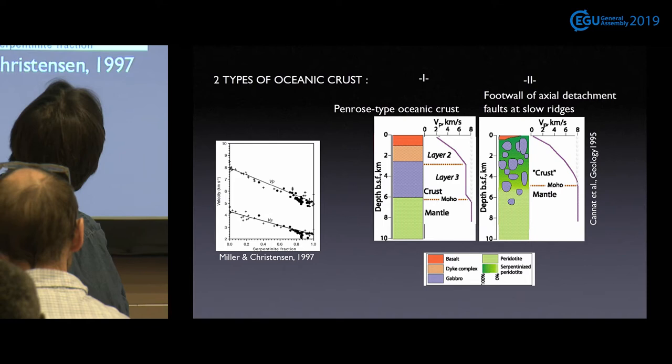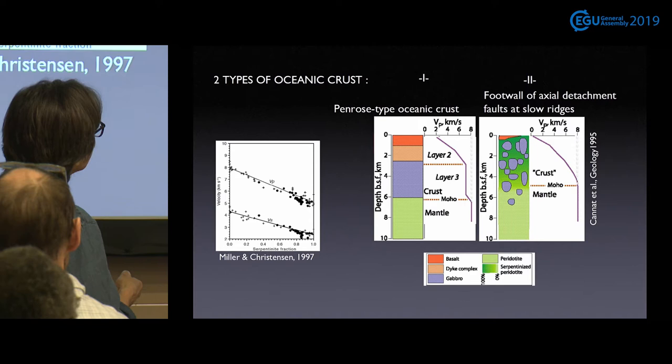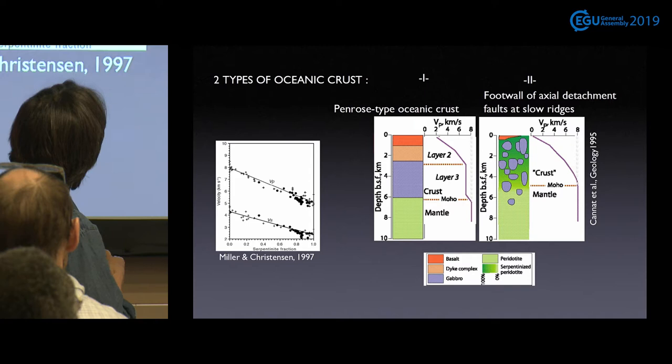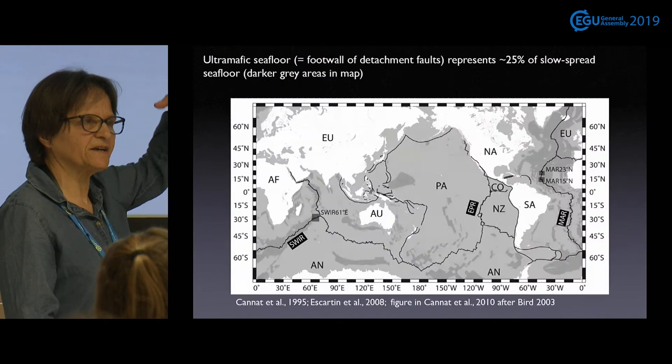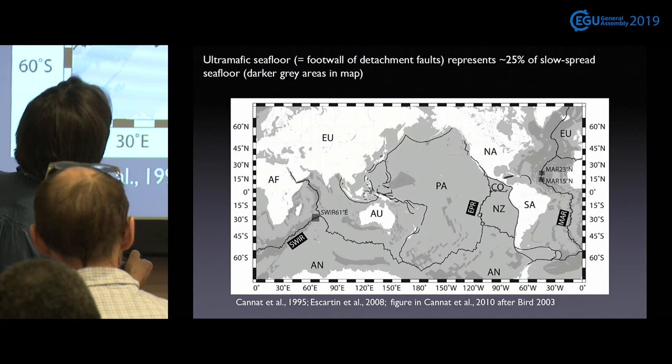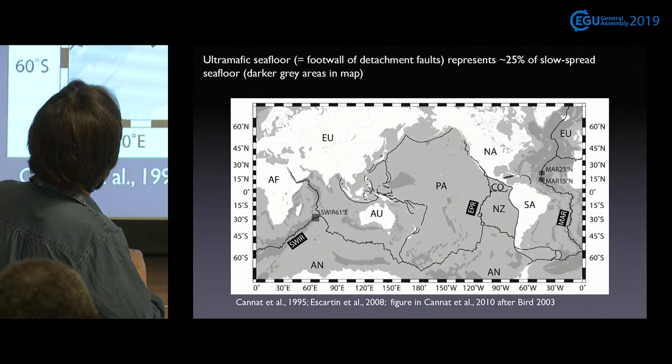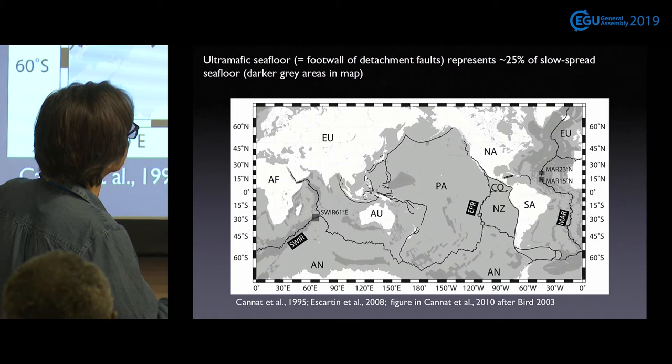to this idea that actually at slow spreading ridges, in quite a few places, you've got another type of crust. It's different from the Penrose type oceanic crust, and it's made of a mixture of peridotites and magmatic intrusions that have been intruded all the way through the tectonic emplacement of the mantle. And this is estimated to represent about 25% of the crust of the seafloor that has been created at slow ridges, and that's represented here.